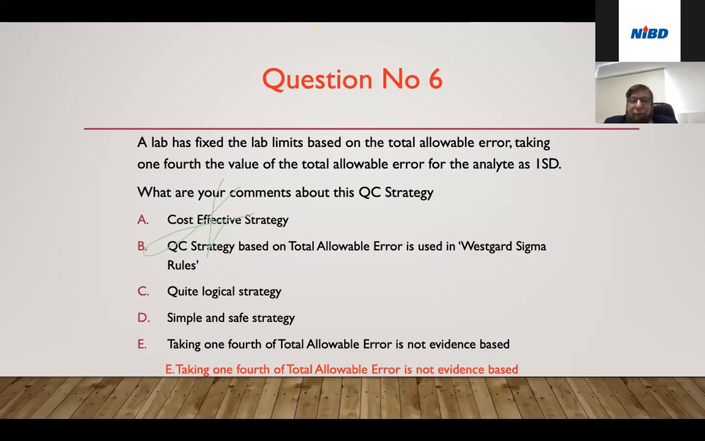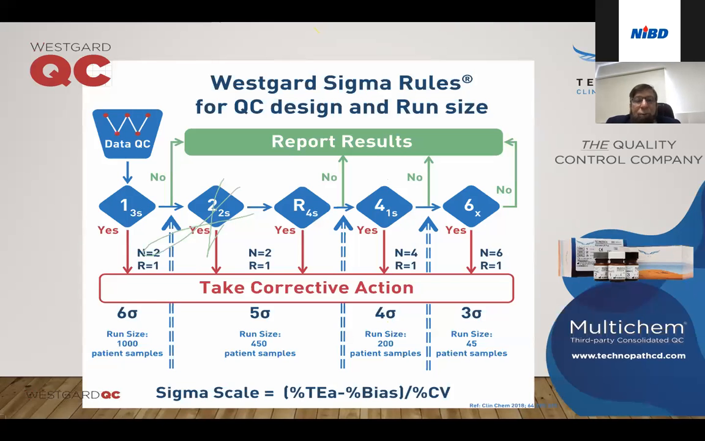So in this case also, taking one fourth of total average is not evidence based. It is not at all. You cannot do this. You cannot devise your own calculation, your own formula, and use it.